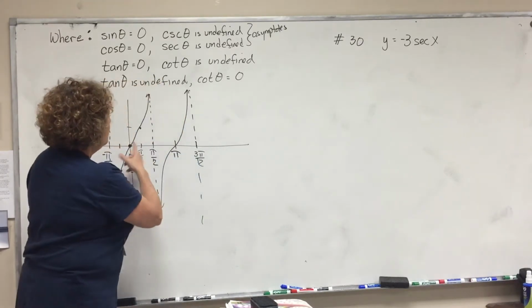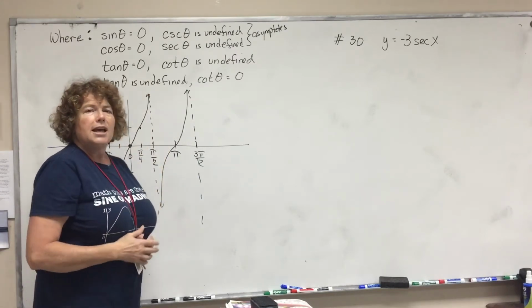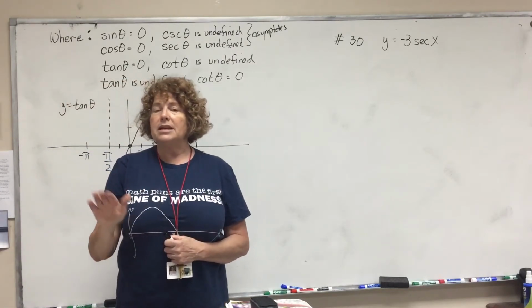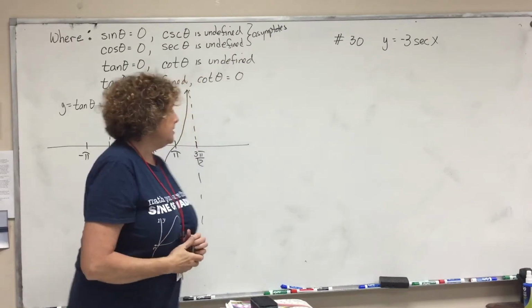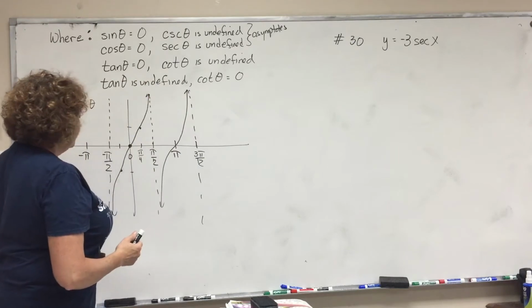It is not continuous because it has asymptotes. If it has asymptotes, it cannot be continuous because it has to break up. It cannot exist at an asymptote. So this is what a tangent is.